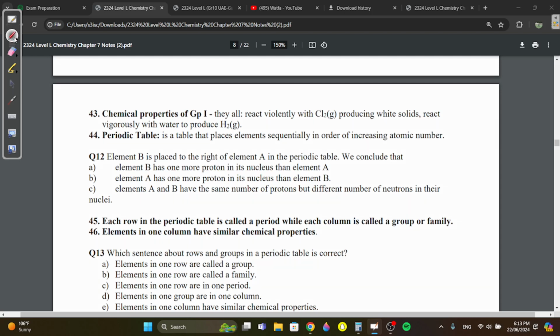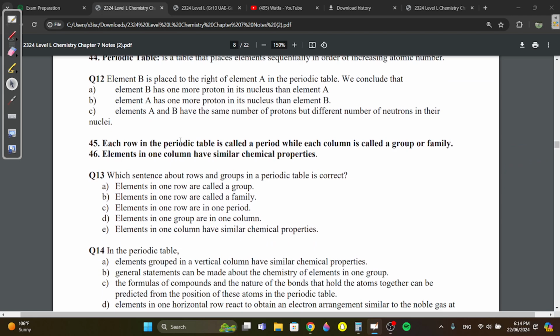Element B is placed to the right of element A in the periodic table. We conclude that. So let's say this is the periodic table, and we have A here and B here. We conclude that element B has one more proton in its nucleus than element A. Yes, because as you go to the right, atomic number increases by 1. Element A has one more proton. No, B has one more proton. Element A and B have the same number of protons but a different number of neutrons in their nuclei. No. The only time they would have the same protons is if they are in the same group, and we're talking to the right, so it's in the same row.